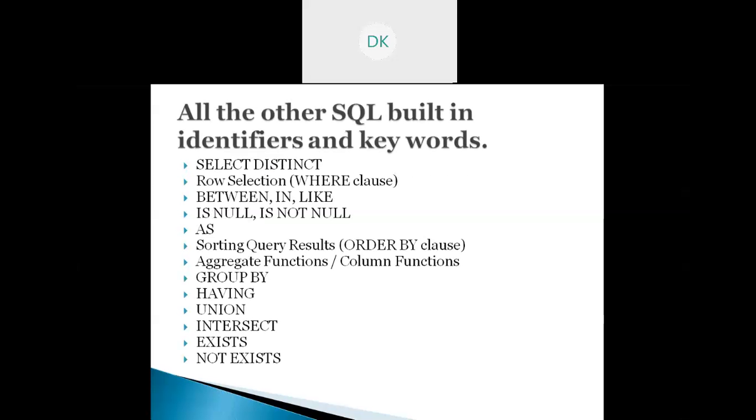Sorting, aggregate functions, group by, having, union, intersect, exists, not exists. What is the difference between exists and, excuse me, and a join?